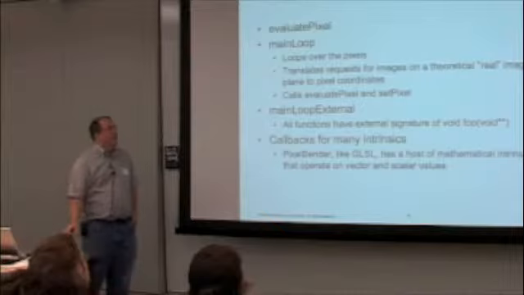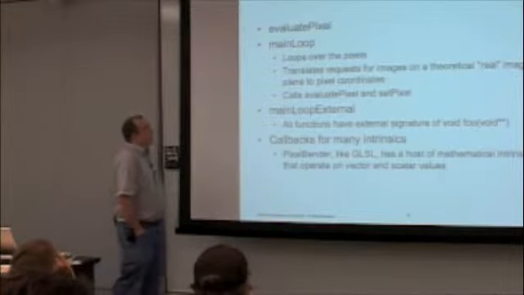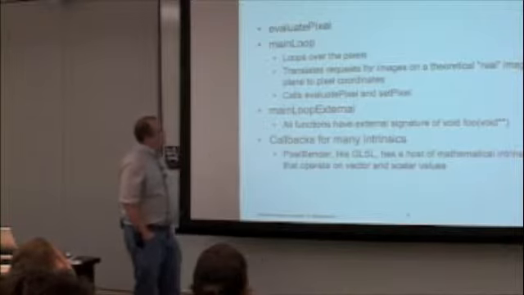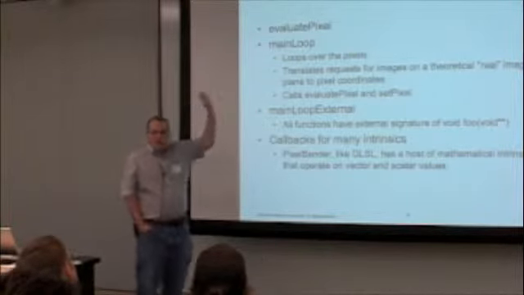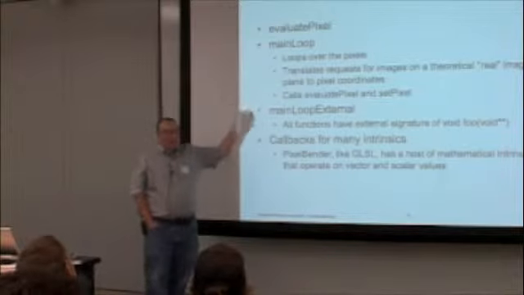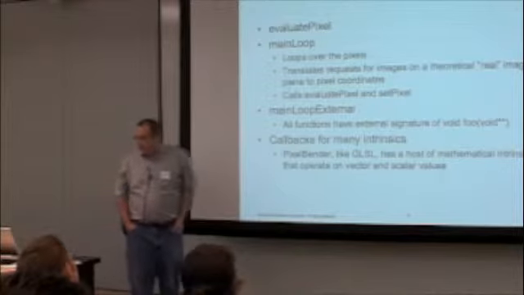Okay, so the process of making a kernel run on the CPU via LLVM is, first we have to take our evaluate pixel function and all the attendant subordinate functions and turn them into LLVM IR. Additionally, we have to produce a main loop.